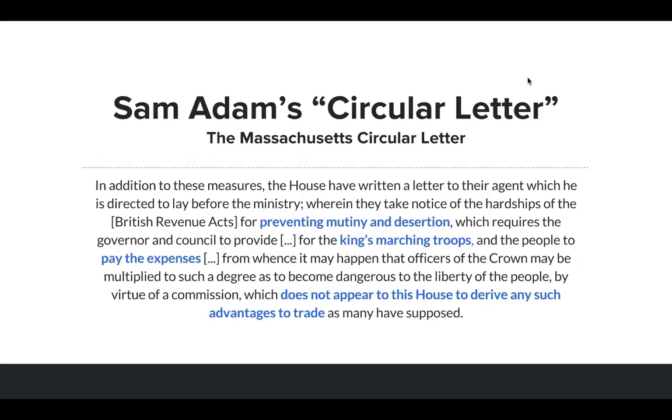He continues, "In addition to these measures, the House have written a letter to their agent which he is directed to lay before the Ministry, wherein they take notice of the hardships of the British Revenue Acts for preventing mutiny and desertion, which requires the Governor and the Council to provide for the King's marching troops, and the people to pay the taxes, from whence it may happen that officers of the Crown may be multiplied to such a degree as to become dangerous to the liberty of the people, by virtue of a commission, which does not appear to this House to derive any such advantages to trade as many have supposed."